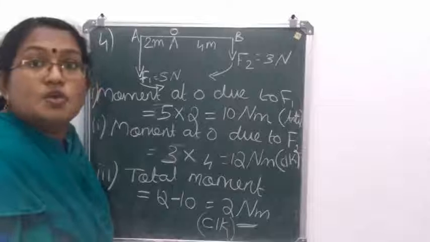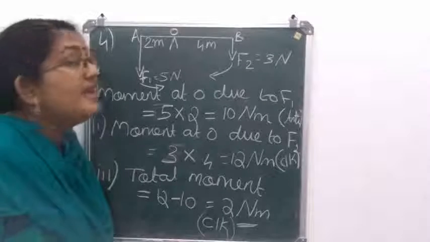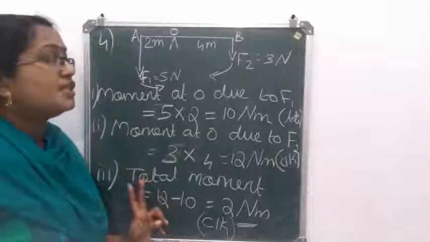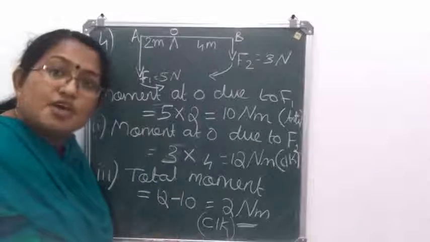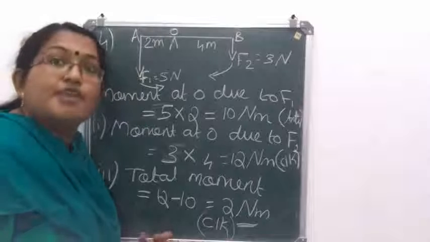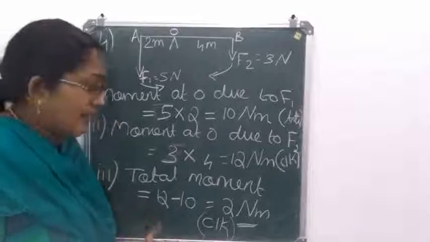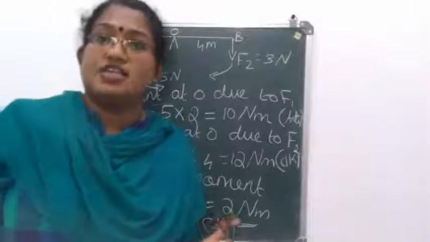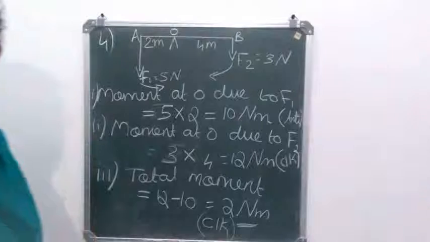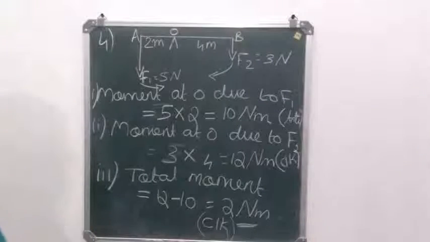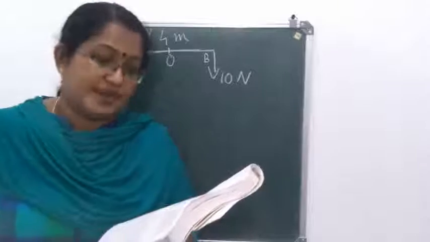So when you are asked to calculate the resultant, always find the direction in which the moments are acting. If both the moments are in the clockwise direction, just add them. If both are in the anti-clockwise direction, then also you can add them. But if one is in the clockwise direction and the other is in the anti-clockwise direction, just subtract. Okay, is it clear? Now we will move to question number 5.